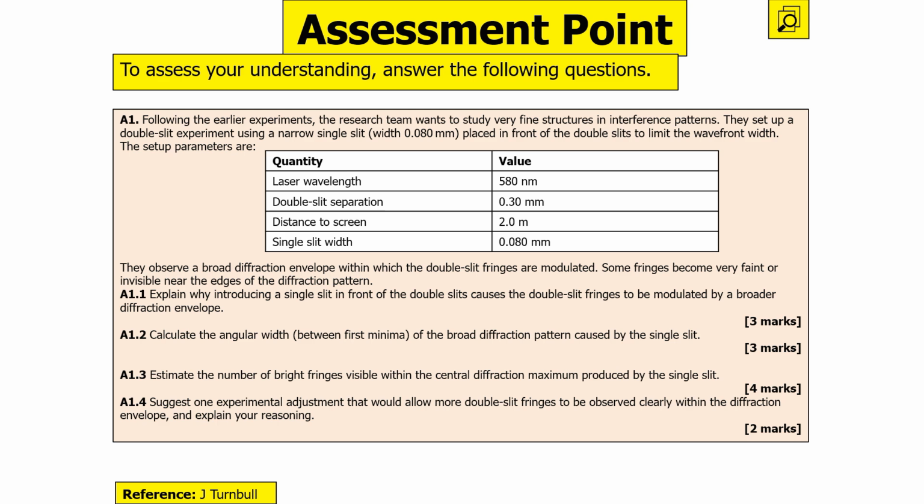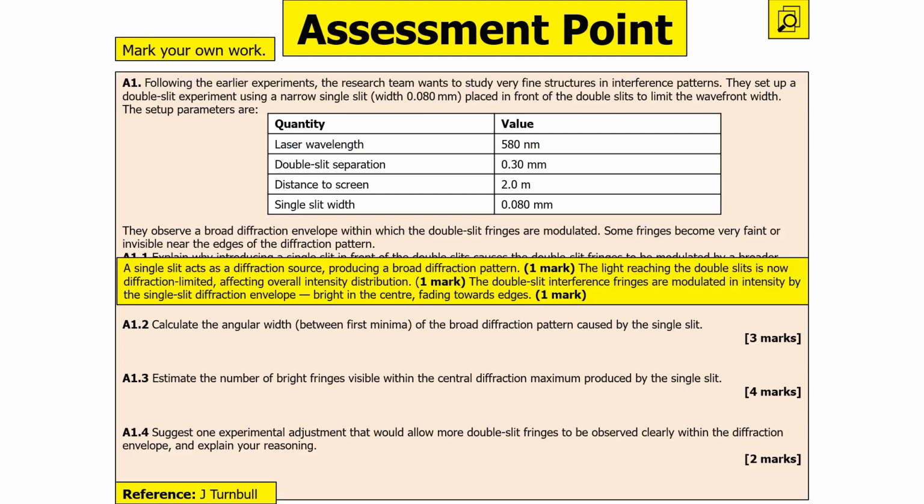Right, in this first one, a single slit acts as a diffraction source, producing a broad diffraction pattern. The light reaching the double slits is now diffraction limited, affecting the overall intensity distribution. The double slit interference fringes are modulated in intensity by the single slit diffraction envelope. It's bright in the centre and it fades towards the edges.